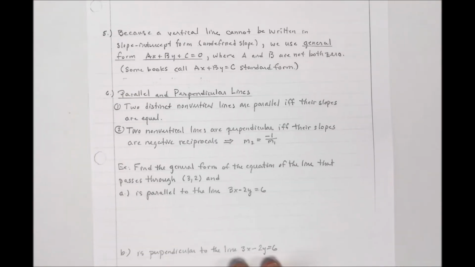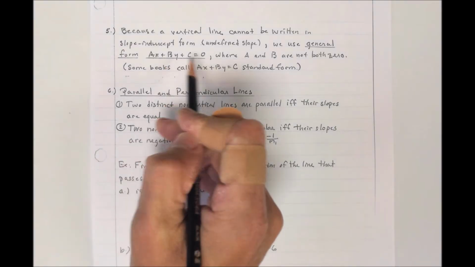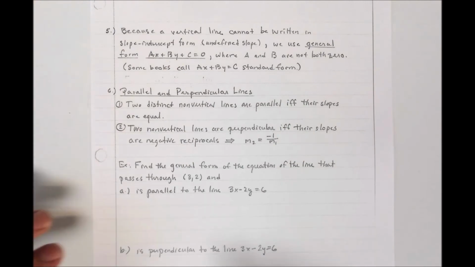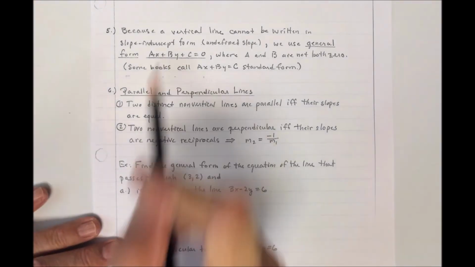Now, because, as I mentioned before, vertical lines have slope that's undefined, you can't write the equation of a vertical line in slope-intercept form or point-slope form. There's no slope. So we have a third form that we like to use that's called the general form, which is ax plus by plus c equals 0, where a and b are not both equal to 0. So at least one of these is non-zero.